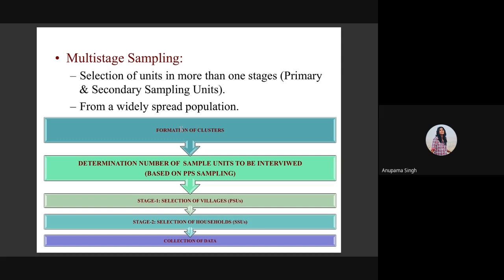We make different kinds of stages in the sampling procedure. And in the different stages, we can apply different sampling techniques. Okay. But all the methods should have their assumptions fulfilled. Okay. So it is one kind of cluster sampling only, because we make clusters at first, and clusters should be heterogeneous within and homogeneous outside. Okay. And then we make the different samples.